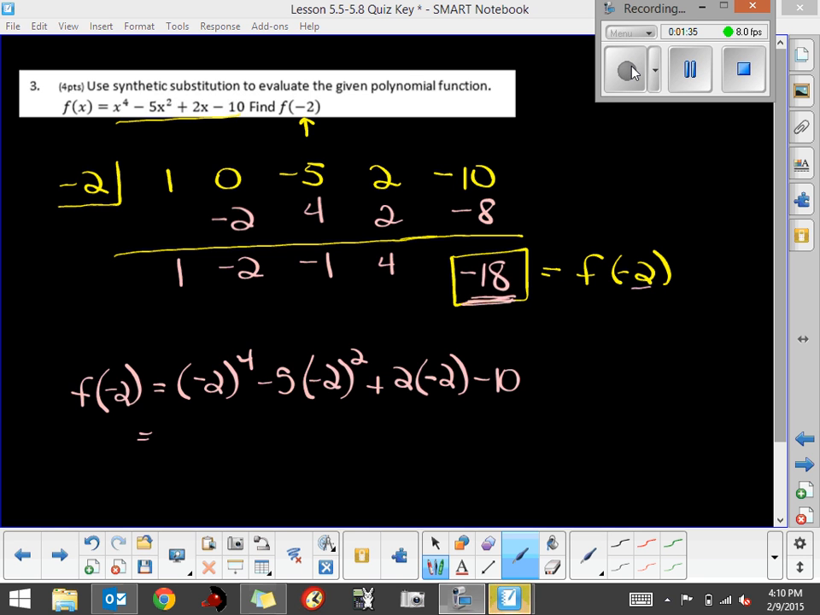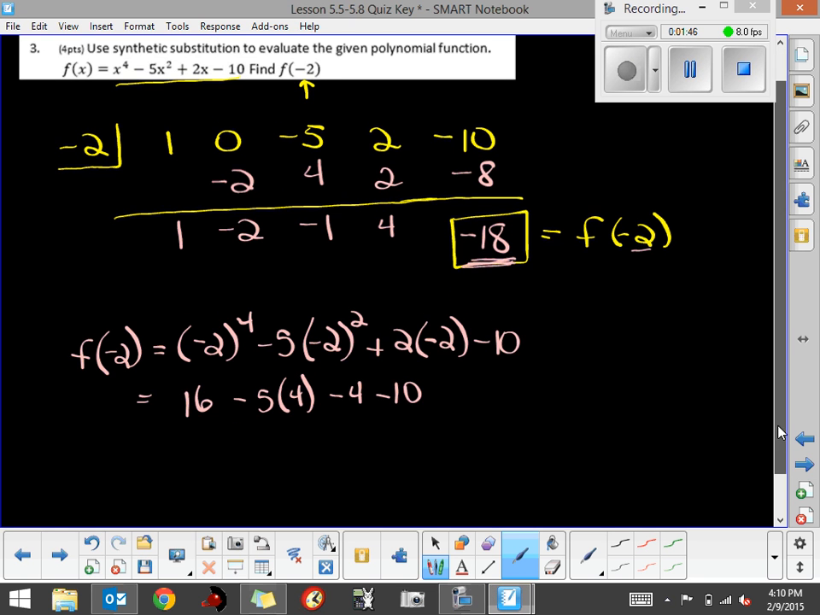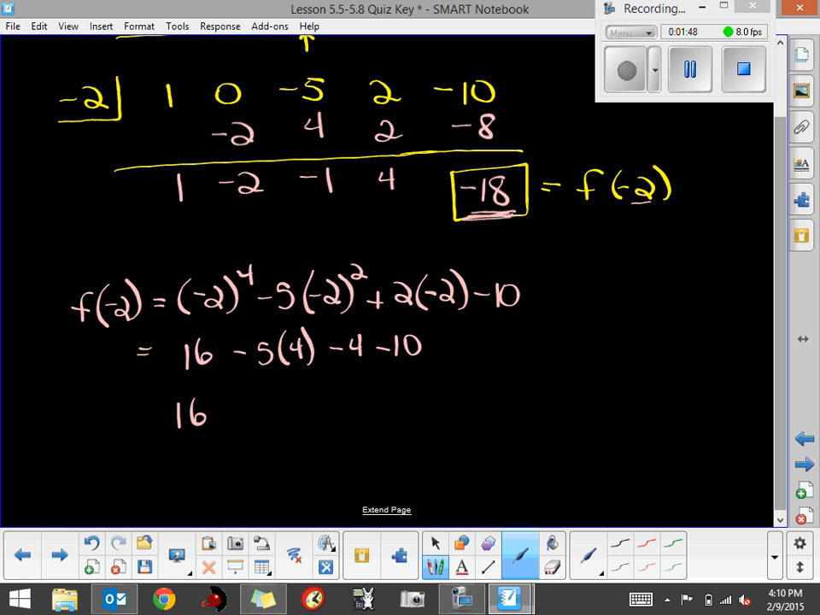-2 to the 4th is 16, and then it's a -5 times -2 squared, which is 4, and then it's +2 times -2, which is a -4, minus 10. A little bit more simplifying, so we've got 16 minus 20, and this is minus 14. So we have a -34, so it's 16 minus 34, and 16 minus 34 is a -18.